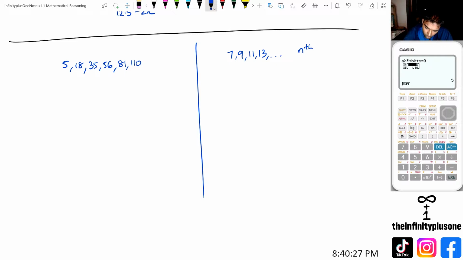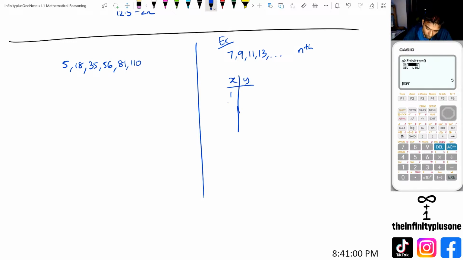So I'm going to do a quick little example here. If they give you a series of numbers like 7, 9, 11, 13, and then they ask you for the nth term, yeah, I got the question. What they are asking you for is the nth term. Now, there's a couple of ways of doing this. I'm going to show you the shortcut method, which is using the calculator, and then I'm going to show you the long method as well. With the calculator, what you do is convert this into a table.